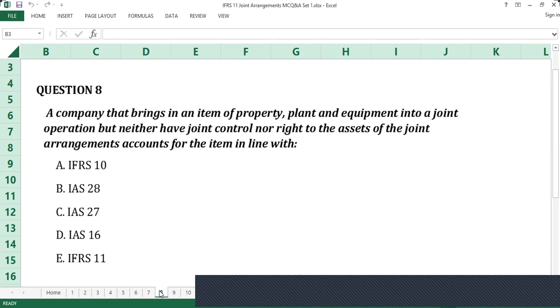Time up. The answer to question number 8 is D, IAS 16, which is the standard for property, plant, and equipment. IFRS 11 provides that if a party without joint control that participates in a joint operation does not have rights to the asset relating to that joint operation, it shall account for its interest in the joint operation in accordance with the IFRS applicable to that interest. D is the answer to question number 8.